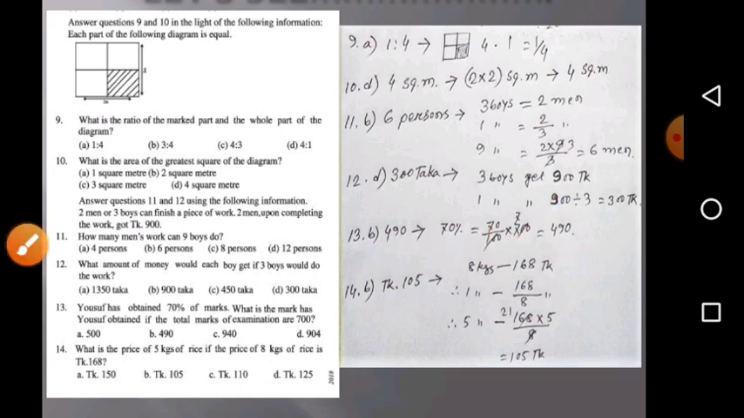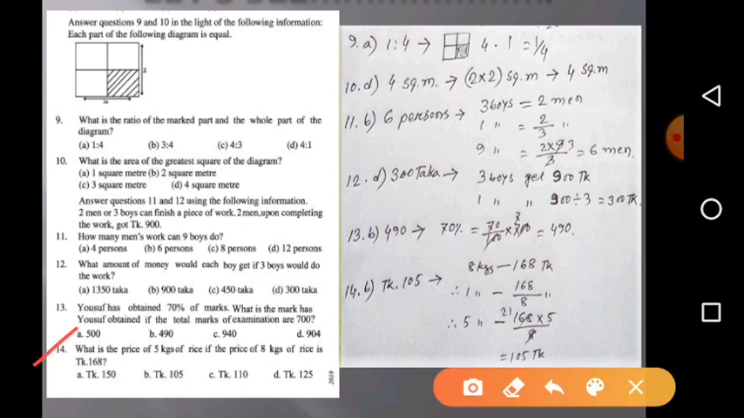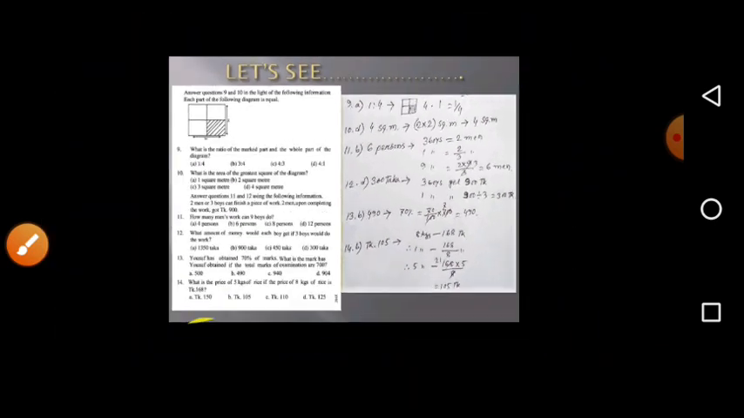Question number 14, what is the price of 5 kgs of rice if the price of 8 kgs of rice is 168? That means 8 kg equal to 168, 1 kg equal to 168 by 8, and 5 kg equal to, after dividing 168 by 8 we get 21, and 21 multiplying with 5 we get 105. That means 105 taka. So the correct answer will be B, 105 taka.